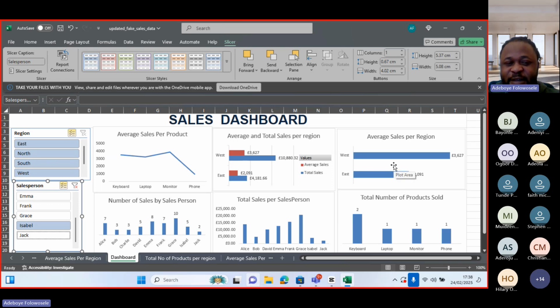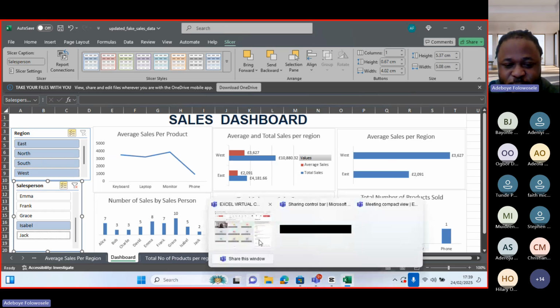So you can see that data analysis is all about you wanting to inform your stakeholders of what is going on in the organization. And that is the essence of a sales dashboard, so that you can bring all your charts together and it will show you a glimpse of what is going on in the company. Like I said, this is fake data. So do we have any question?